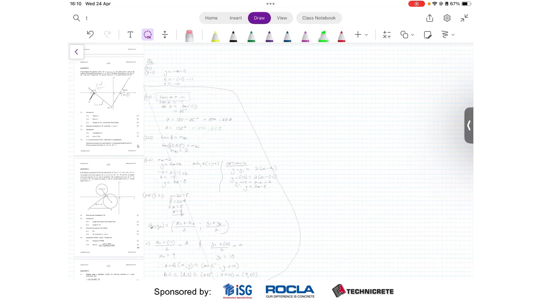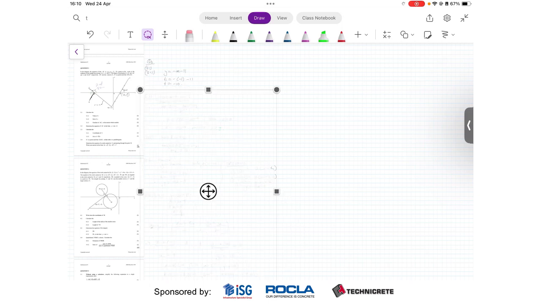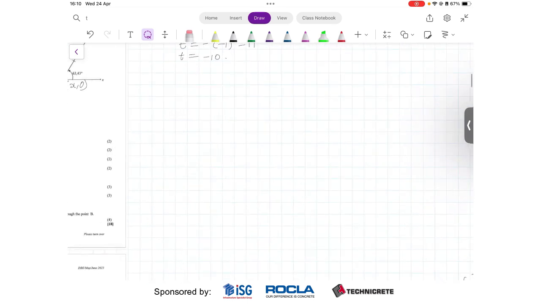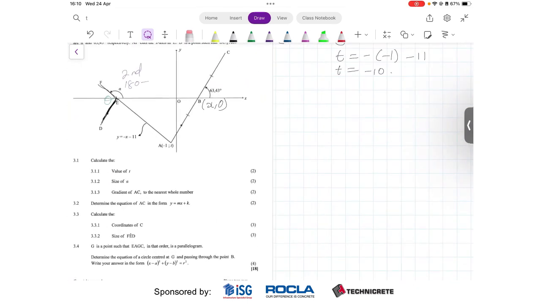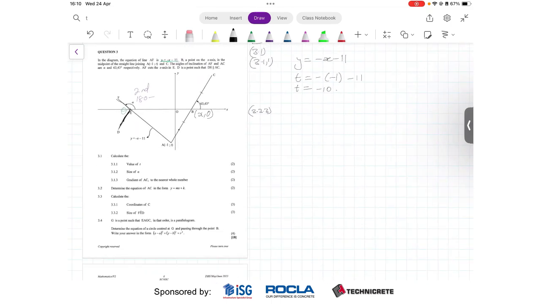That's fine. And now we're on 3.3.3. Now for 3.3.2 we are asked to calculate the angle FED. The first thing we're going to do is let angle FED be equal to theta.